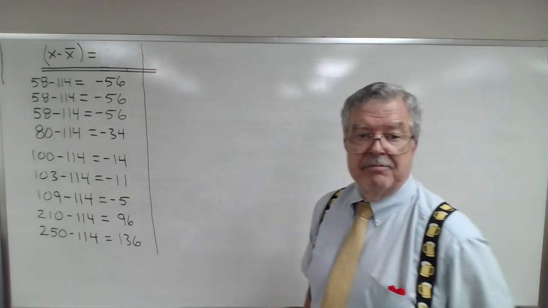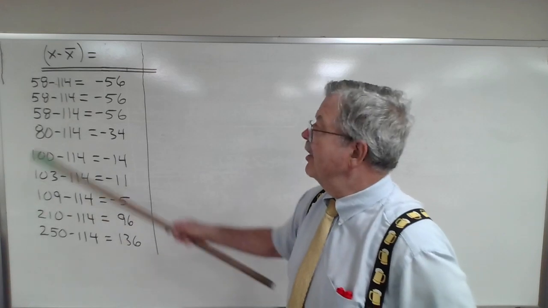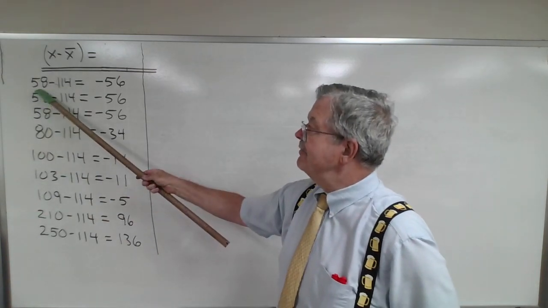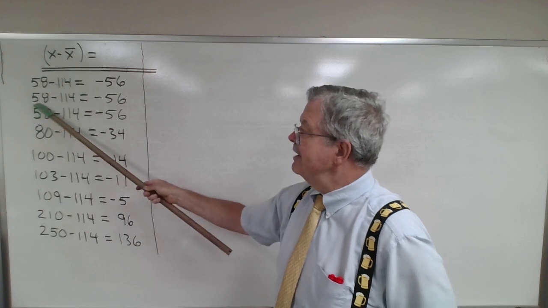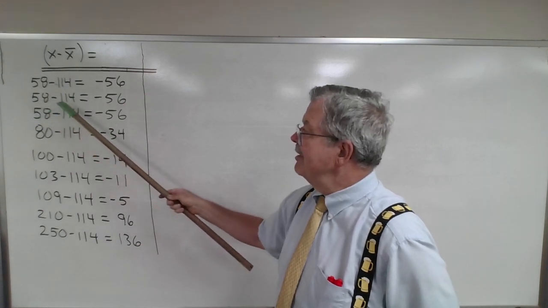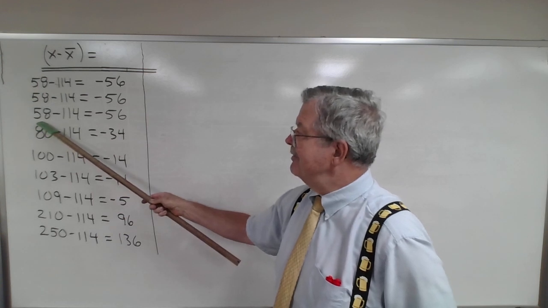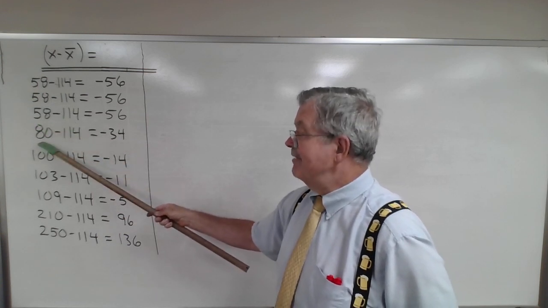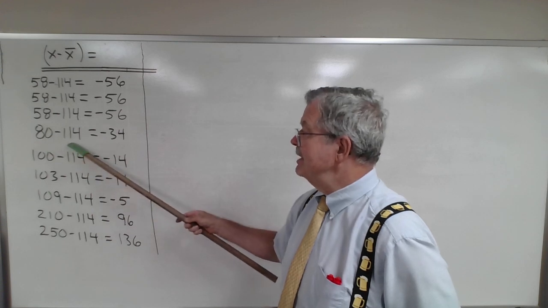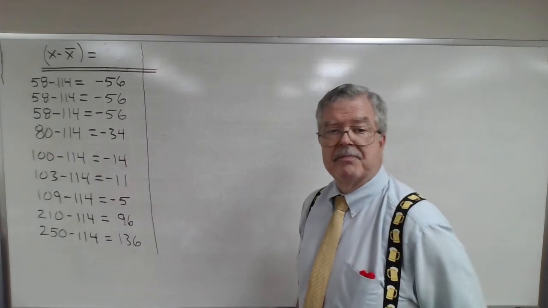And remember, X bar, our mean, is 114. So here's data value 58 minus the mean 114. Data value 58 minus the mean 114. Data value 58 minus the mean 114. Data value 80 minus the mean 114, and so on and so forth.